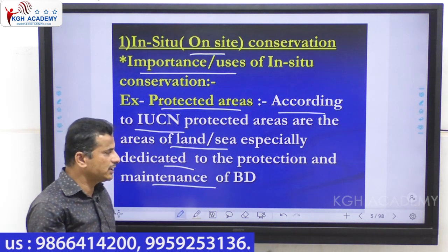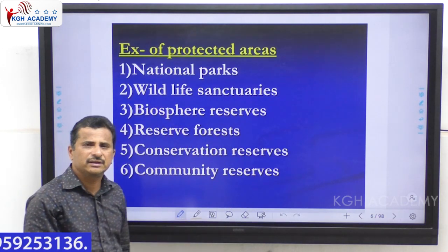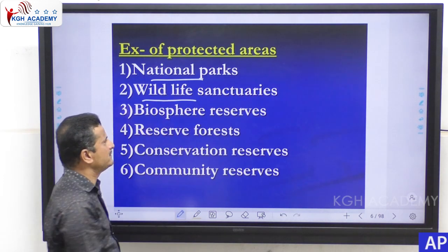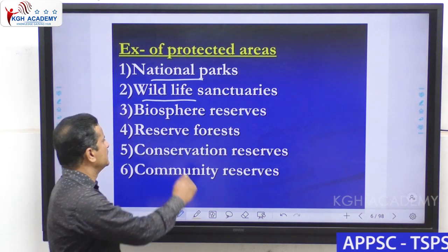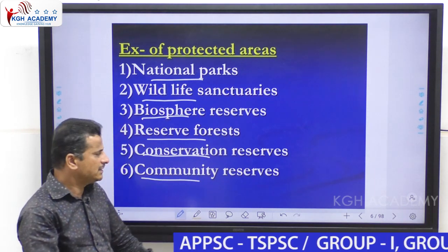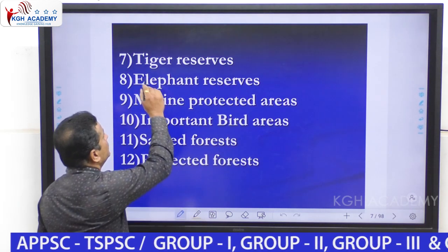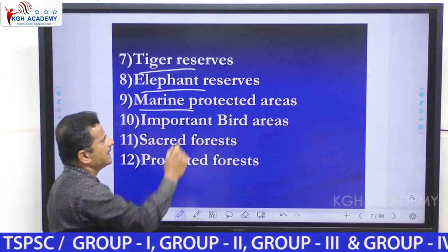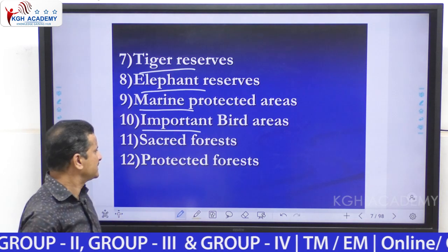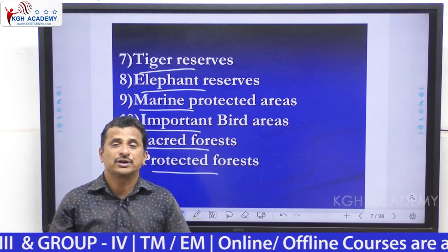Then what are the protected areas? Here I am giving a list of the different types and examples of protected areas: national parks, wildlife sanctuaries, biosphere reserves, reserve forests, conservation reserves, community reserves, and so on. These all are protected areas, and there are some more: tiger reserves, elephant reserves, marine protected areas (MPAs), important bird areas, sacred forests, and protected forests.